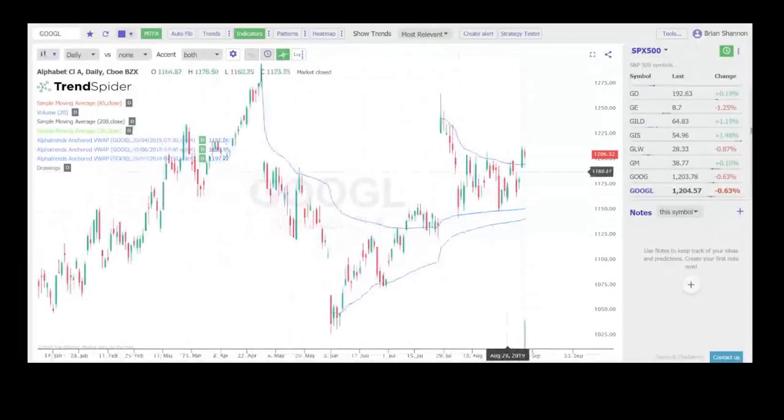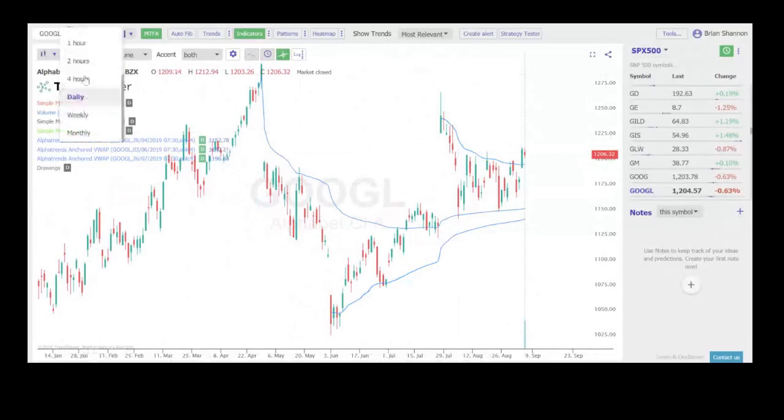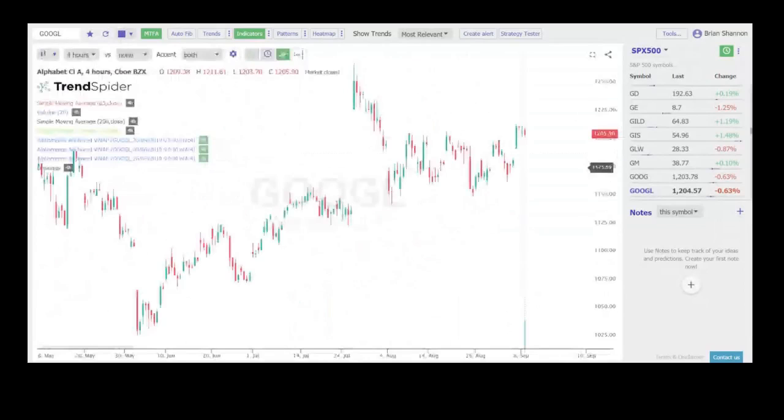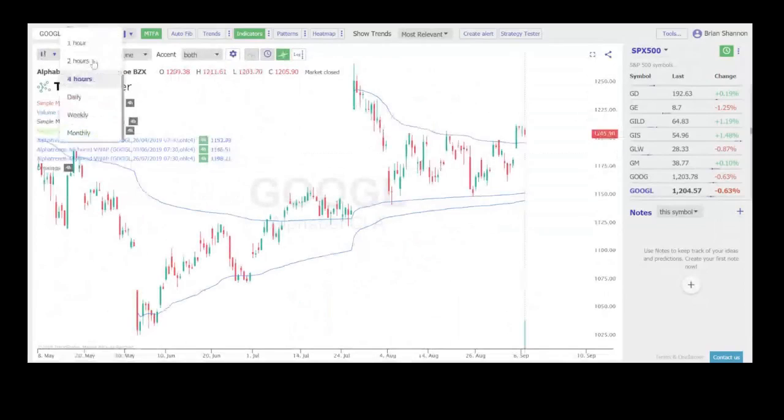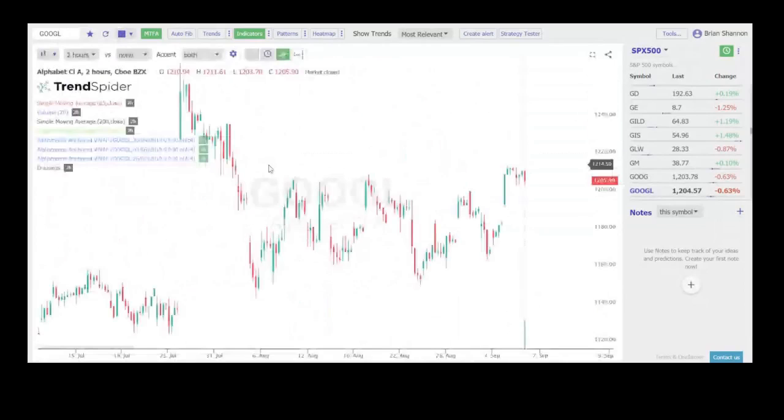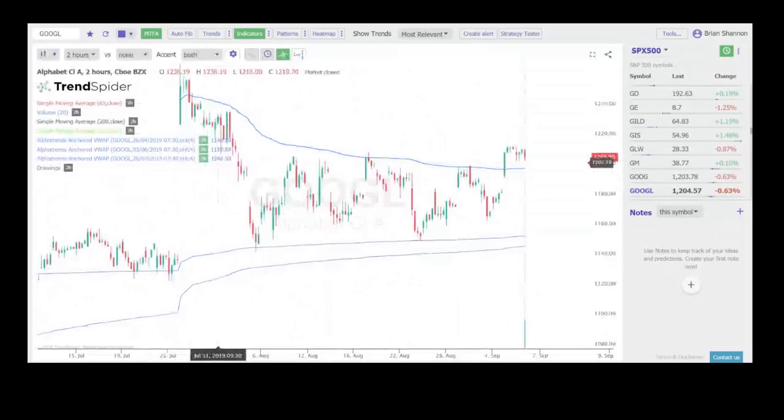And now from this point, we'll take a look at that. That was maybe 20, 30 days ago, so we'll go down to about a 4-hour chart to zoom in on that. Let's go down to 2 hours. And there we can see it better. So you can see that we saw sellers.